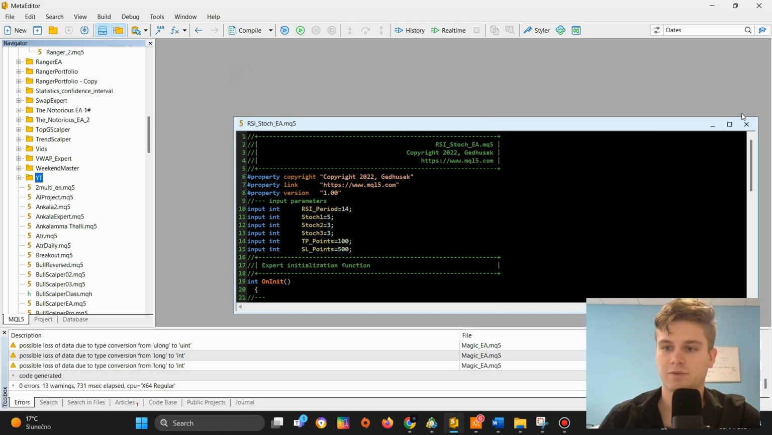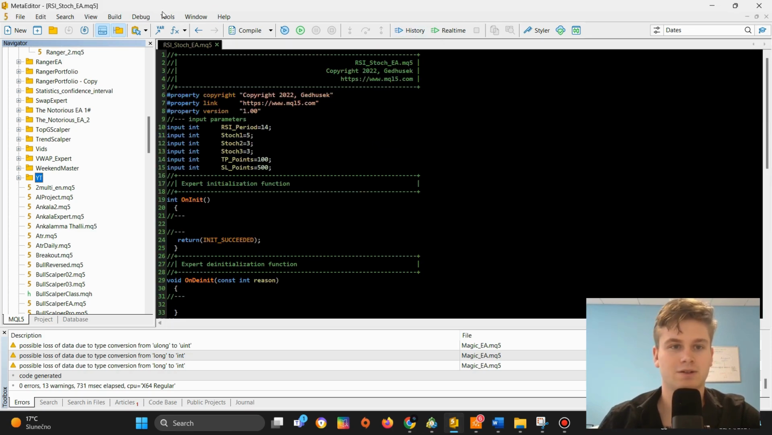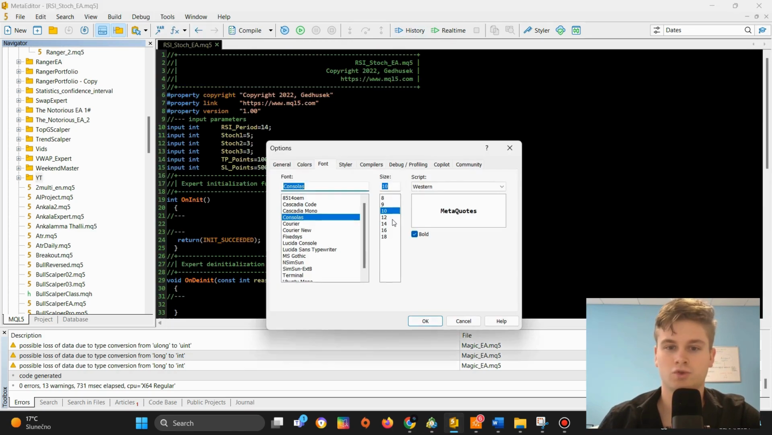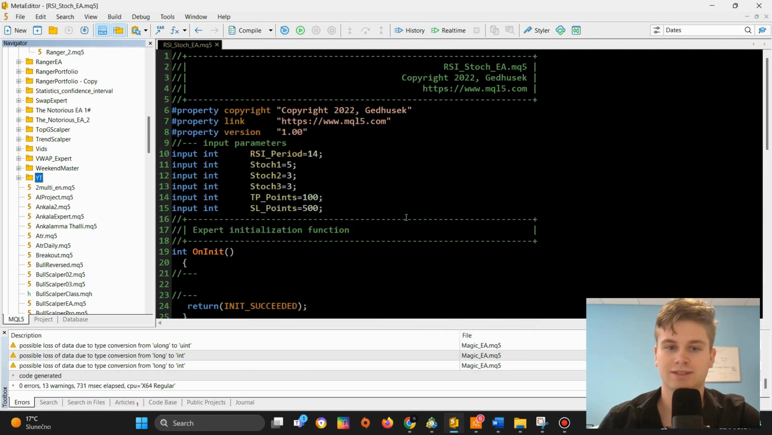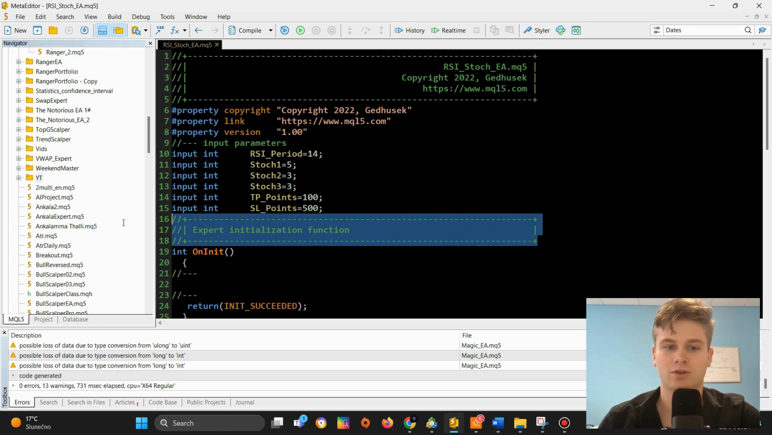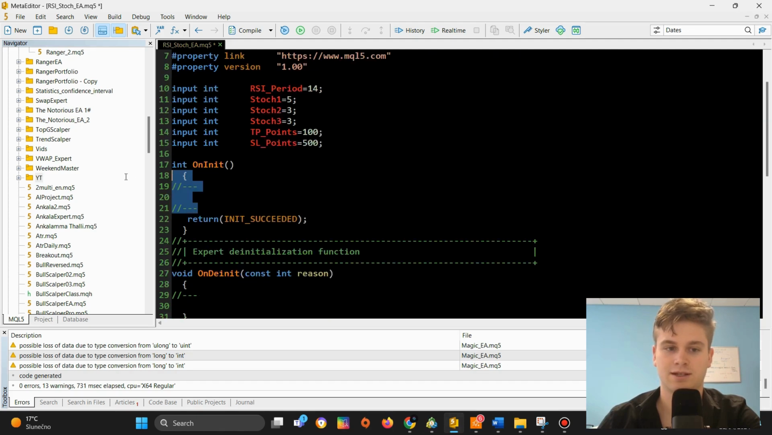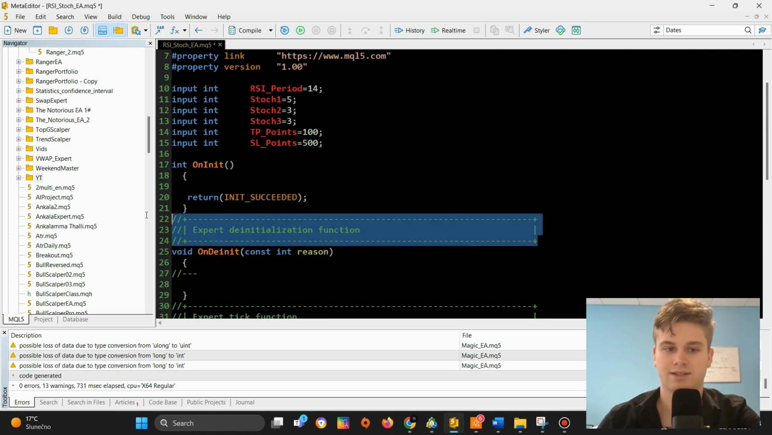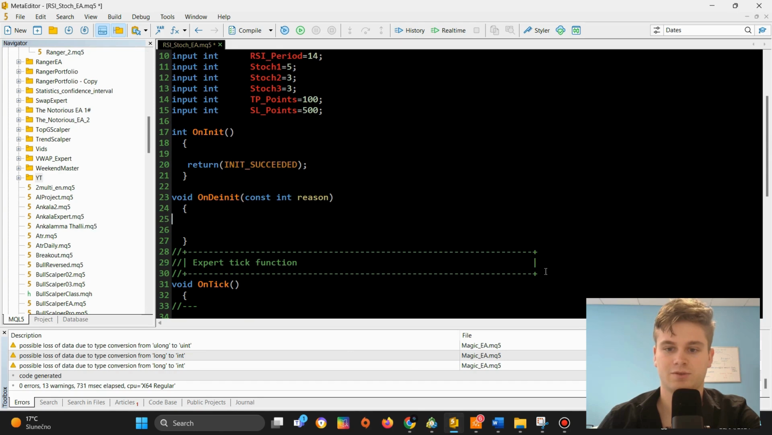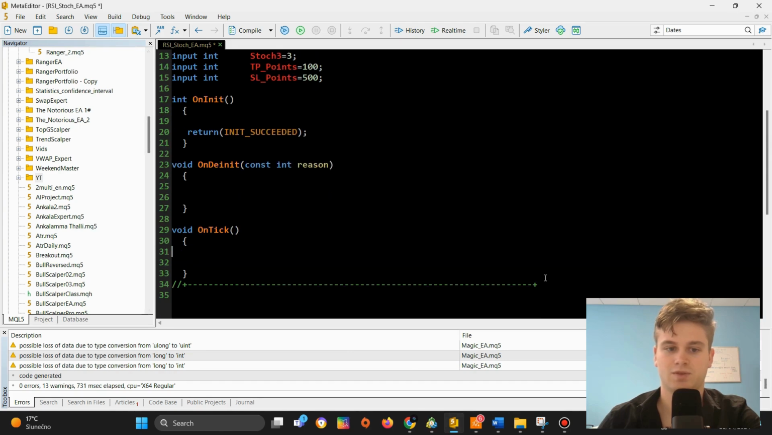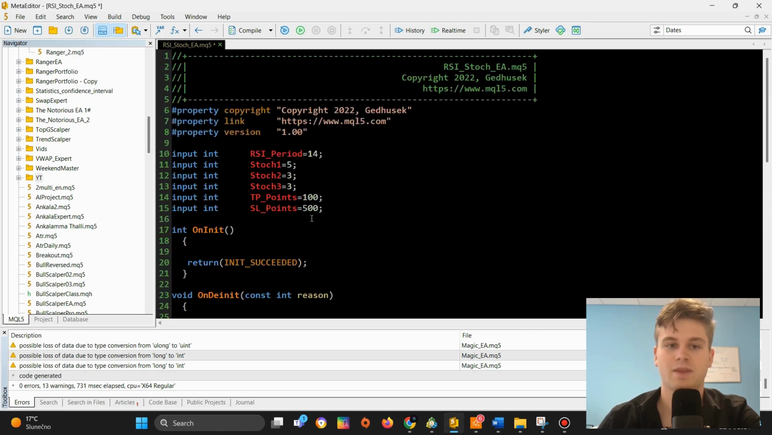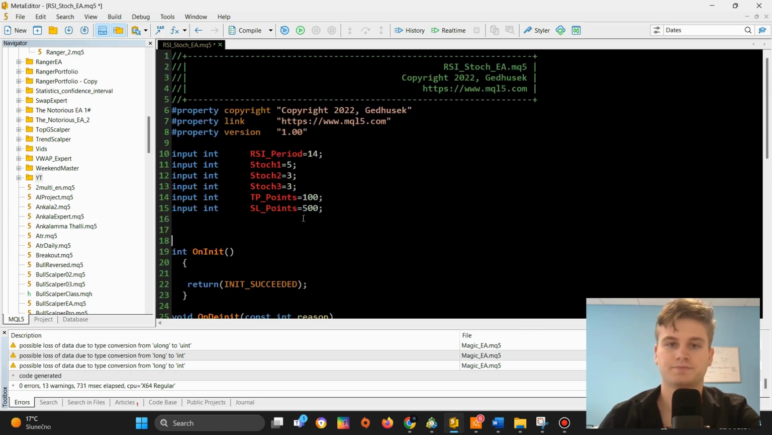So this is what we are working with. I will also zoom in on the code so it's easier to read. The first thing that I will do is delete all of these comments here because I want a clean code, basically. So this is nice. Let's get to work.